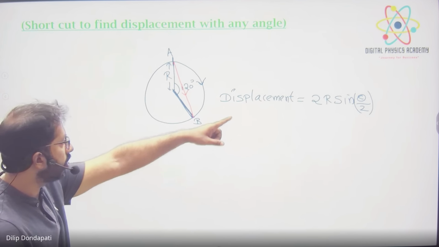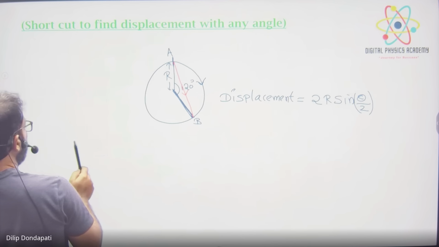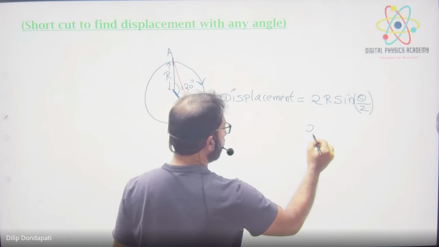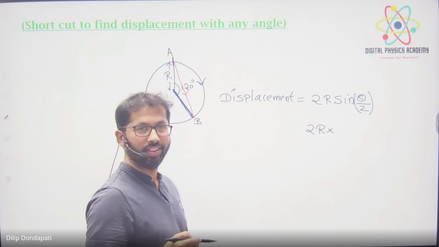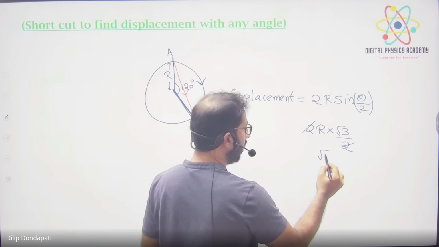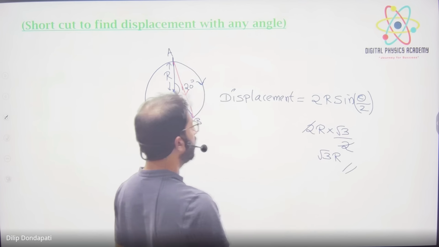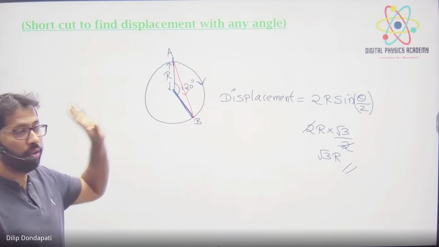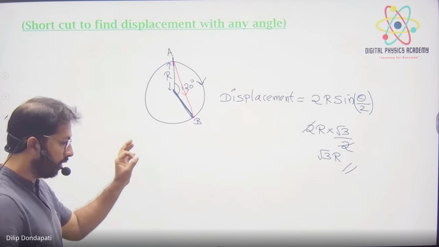Now theta is how much? 120. 120 by 2 is 60. Sin 60 is, you did it recently in 10th class, right? Sin 60 is root 3 by 2. So the 2 cancels. Root 3 r is the displacement of the particle for 120 degrees. So this formula is important. Chalo, copy it.